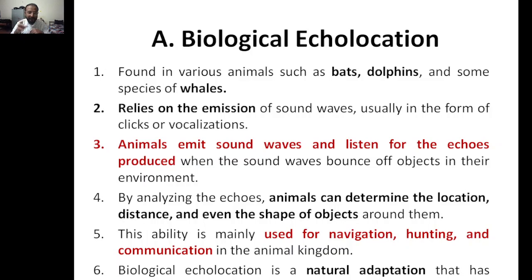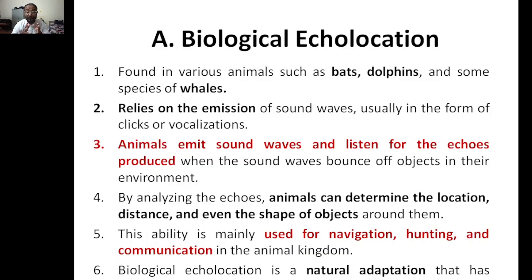Animals emit sound waves, like clicks or vocalizations, and listen for the echoes produced when the sound waves bounce off the objects in their environment. By analyzing the echoes, animals can determine the location, distance, and even the shape of the objects around them. This ability is mainly used for navigation, hunting, and communication in the animal kingdom.